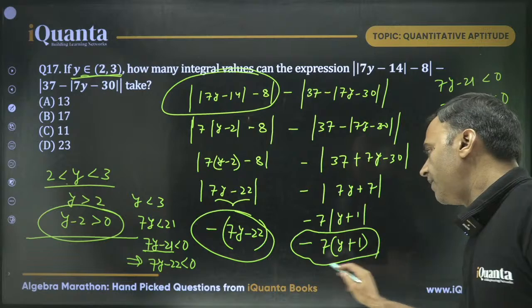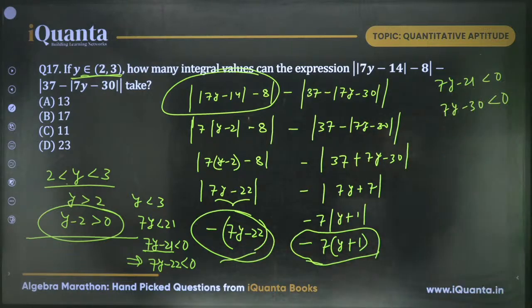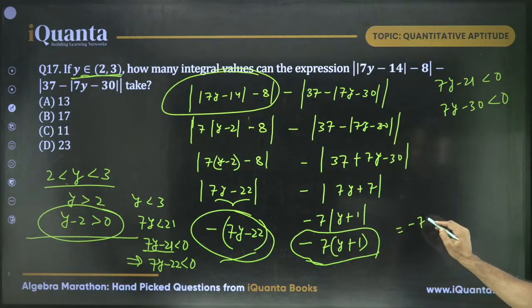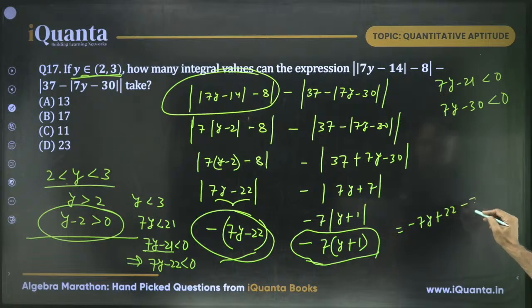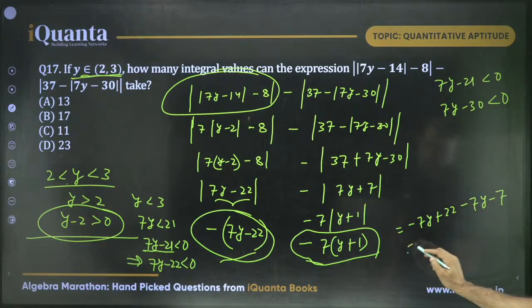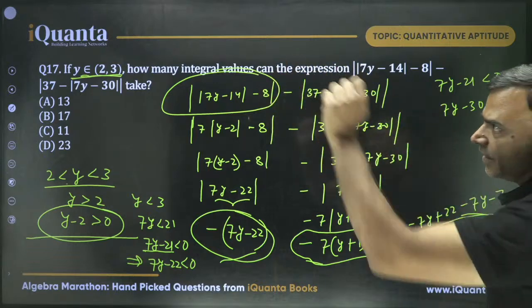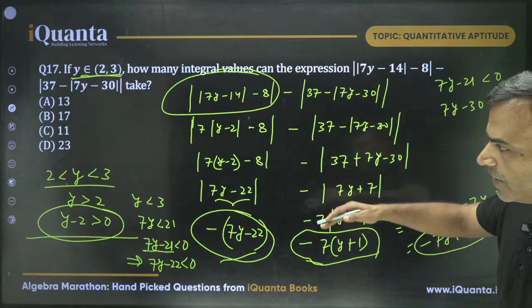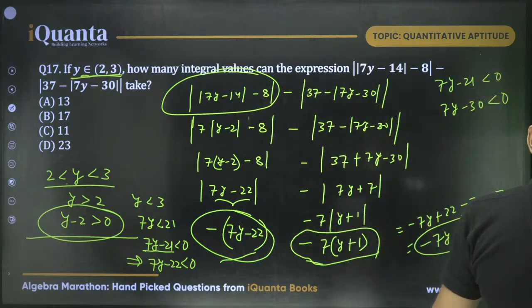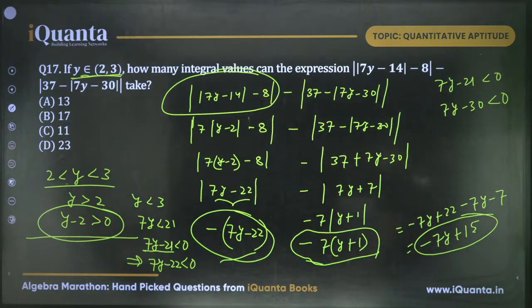So the first part is this, the second part is this, and all the modulus are gone. So simplify kar do. You have minus 7y plus 22 minus 7y minus 7. So it is minus 7y plus 15. So the given expression for the given interval is this one, and we have to do it stepwise. A lot of these steps can be done mentally. That is what your comfort will define.